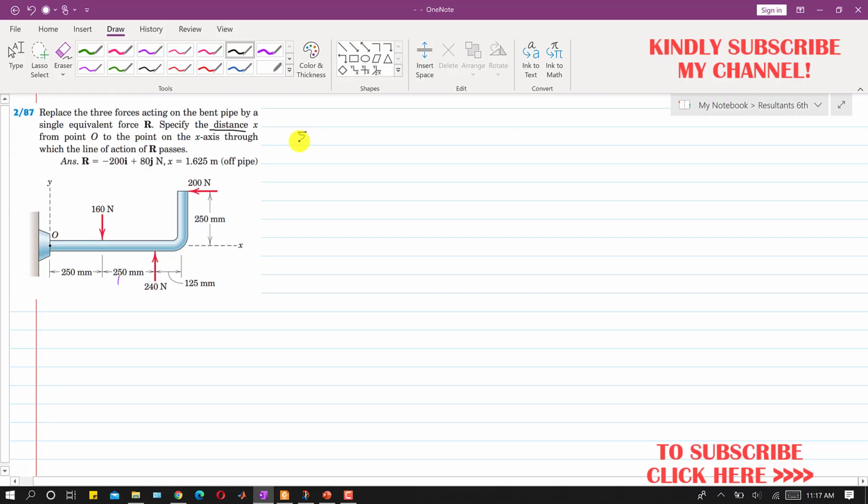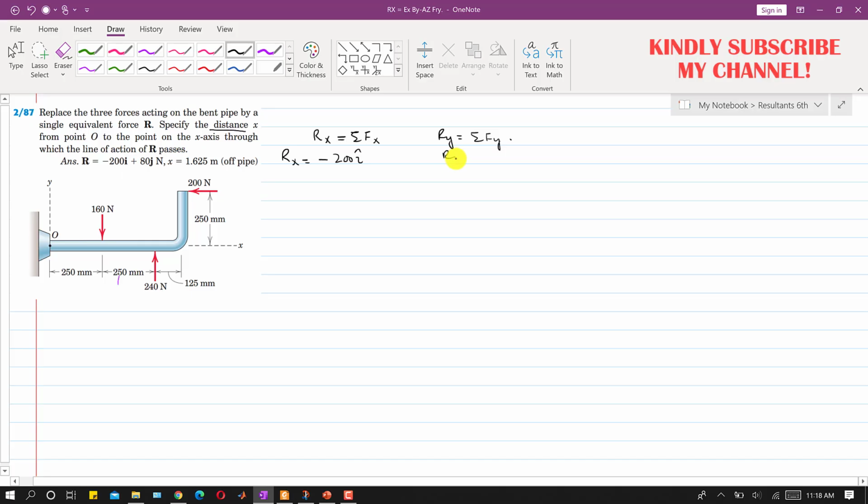To find the Rx component of the resultant, we will take the summation of all forces along x, so Rx will be equal to the summation of all forces along x, and similarly the Ry component of the resultant will be equal to the summation of all forces along y. Applying this, only this 200 Newton force is acting in the negative x direction, so Rx is minus 200 i. Ry is in the positive y direction: 240 minus 160, which is equal to 80, and the overall sum is positive. So this is in the positive j direction, and the other is in the negative i direction. Written in vector form, the resultant is minus 200i plus 80j.